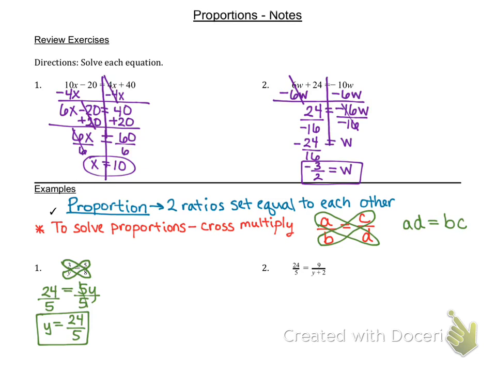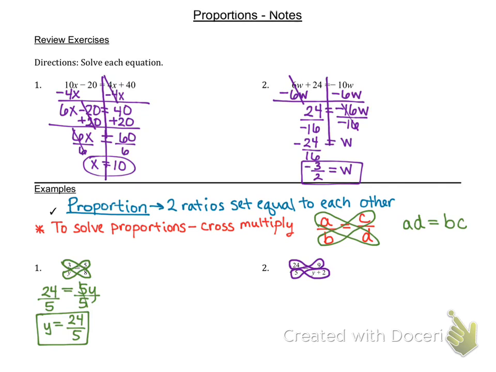Let's try number 2 now. This one gets a little bit more tricky. So I'm going to do the same thing here. I'm going to cross multiply. So I'm going to do 24 times y plus 2. And I'm going to do 9 times 5.